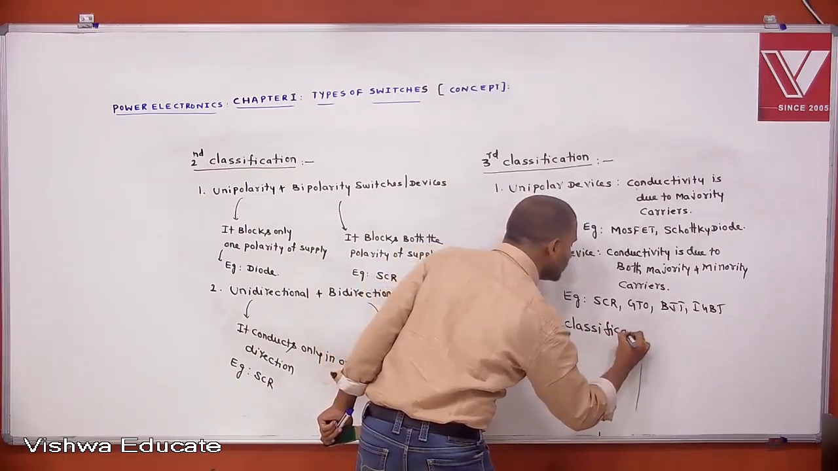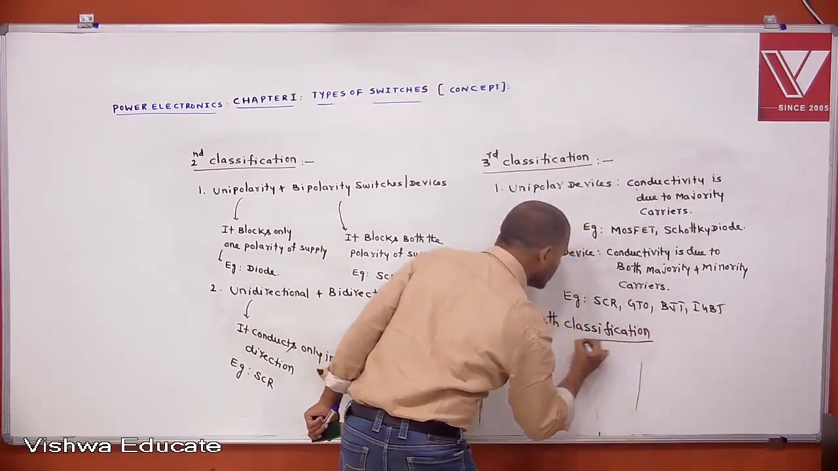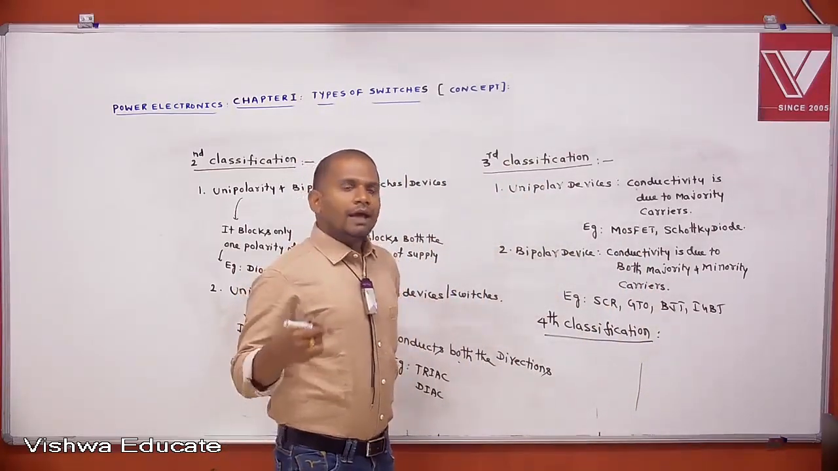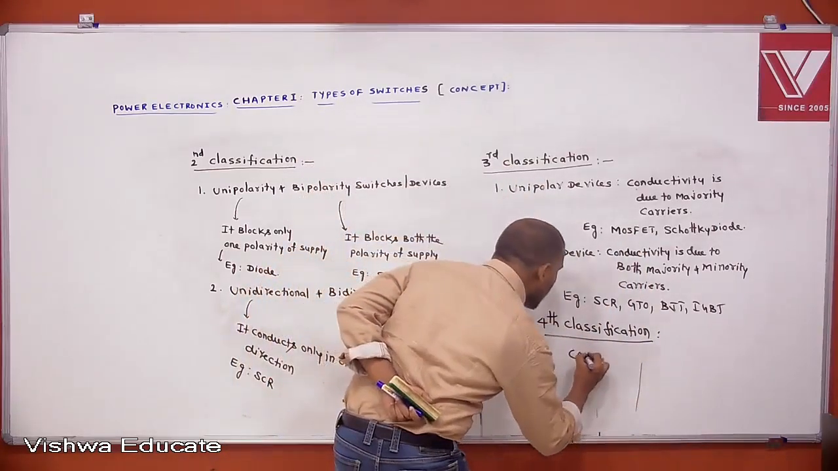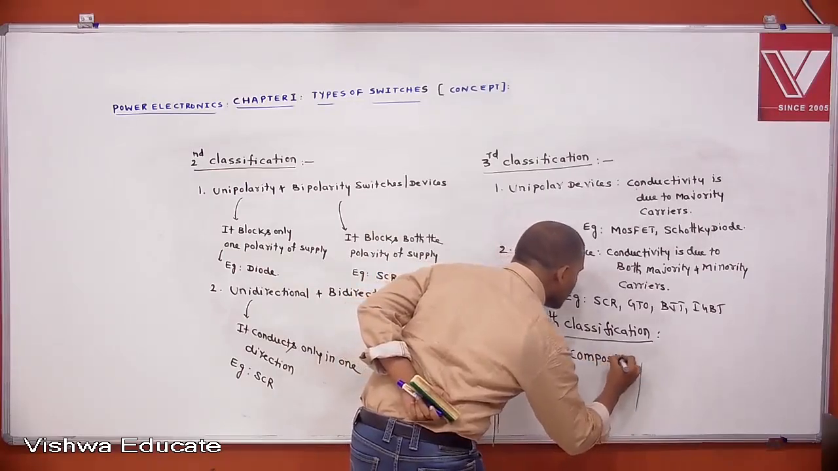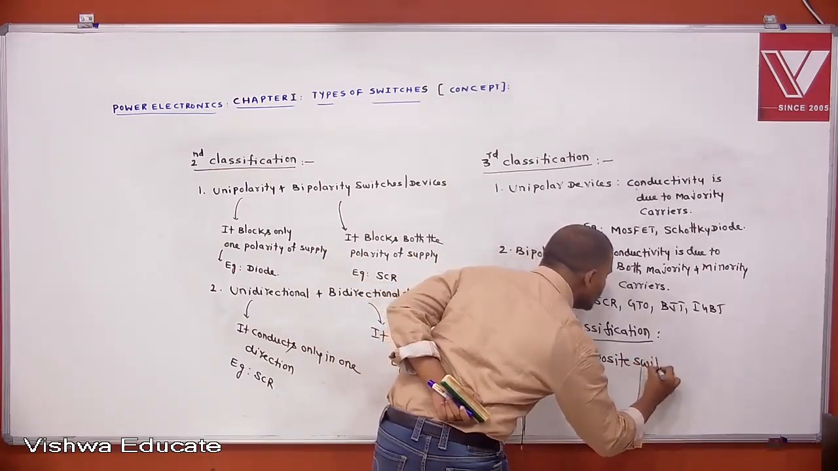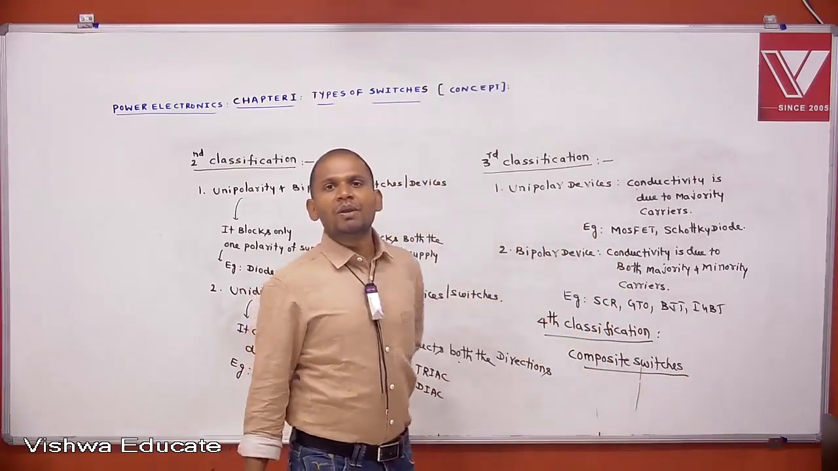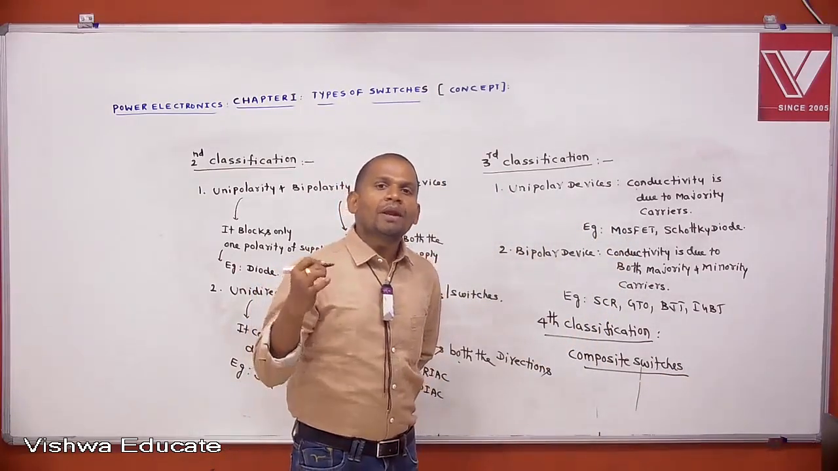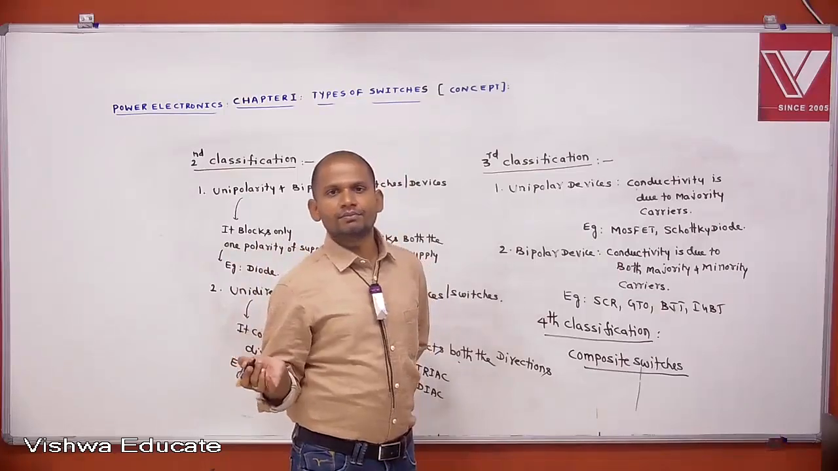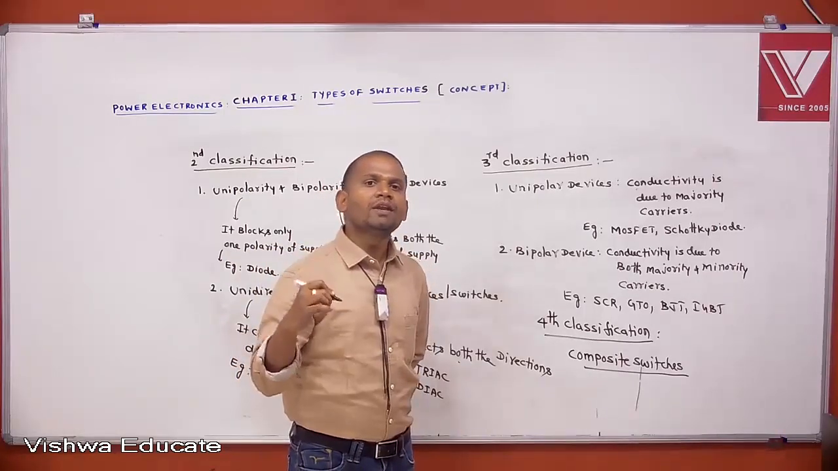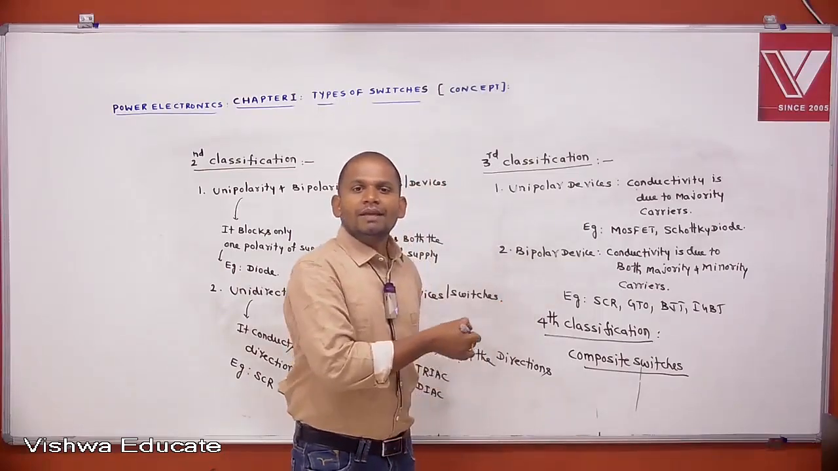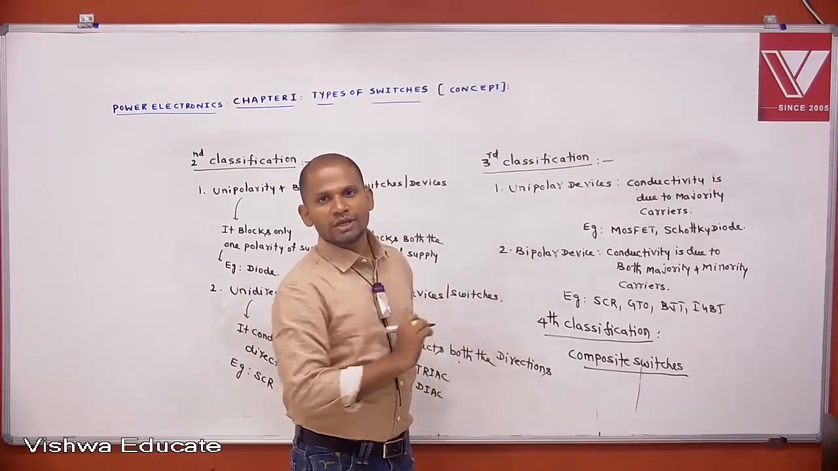Then the fourth classification of switches is composite switches. Here these switches are implemented to operate in multi-quadrants. Any device to operate in multi-quadrant, these composite switches are implemented. Then later I will give the examples of composite switches also.